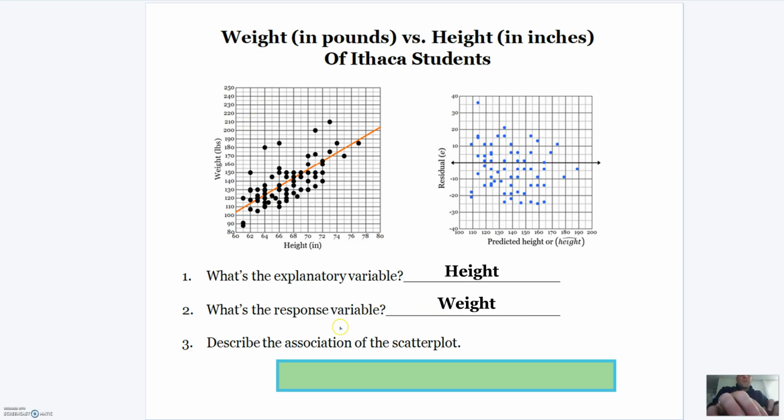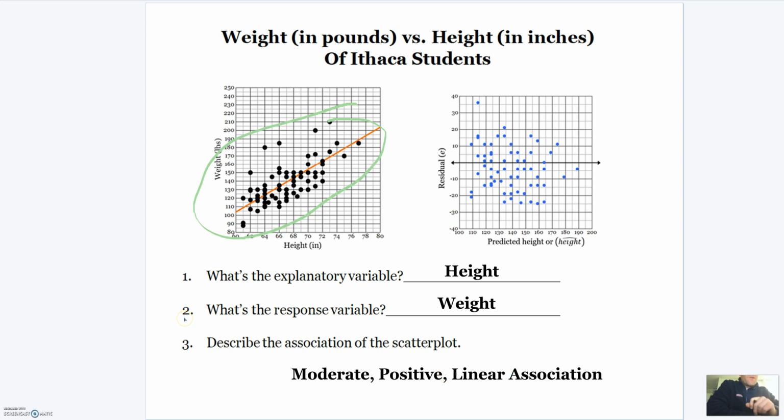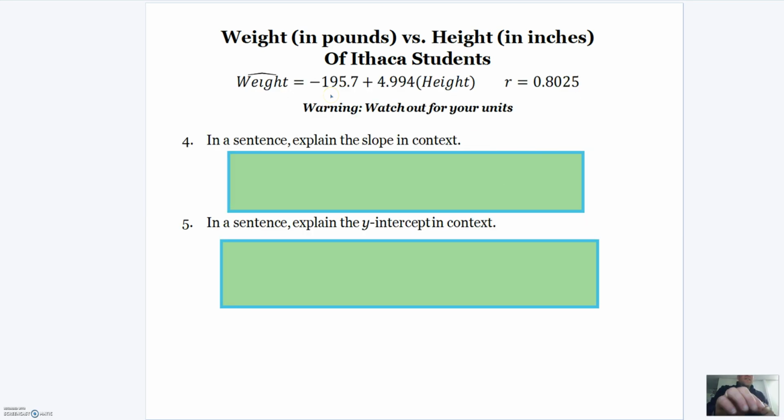All right, and if we're describing the association of the scatter plot, remember those are words. That's a description. So notice the points generally go upward. They kind of fit in that little area over there. We got some scatter. I think linear is the best way to go here. So I'm saying there's a moderate positive linear association. And look at our residual plot. That should tell us something.